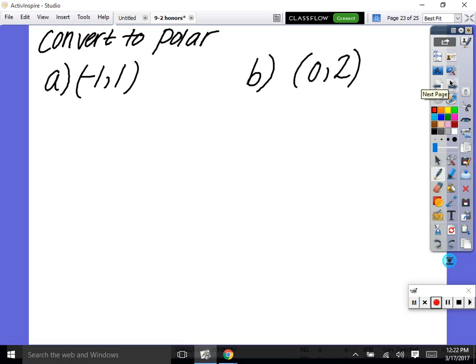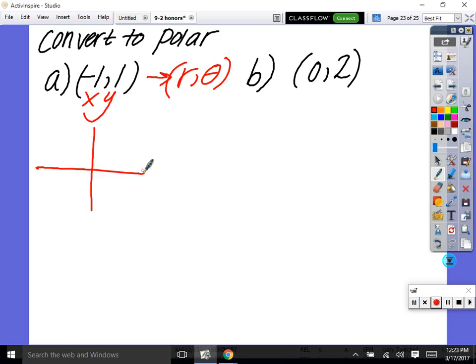Convert to polar. Notice they're rectangular coordinates, convert to polar. So right here we're given an xy point, and we want it to be r comma theta. So I would like you to remember that r stands for radius. So we are going to draw a picture here. So this is negative 1 up 1. So we're dealing with that point, negative 1 up 1.